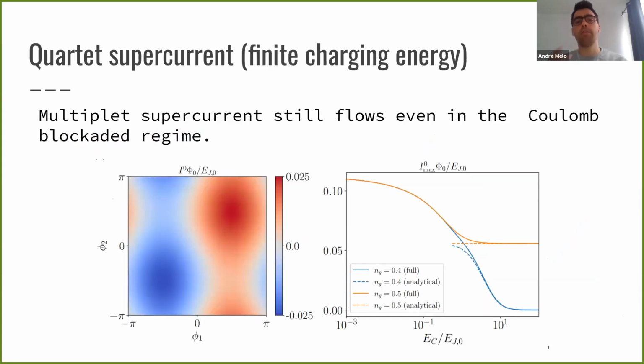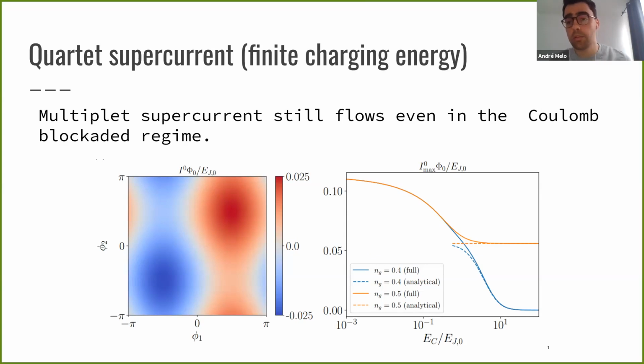So what happens now if you add a finite charging energy, if you allow finite EC? Well, there, what you find in the general case, if you compute this instantaneous current map again, you see a similar dependence, but with an overall decrease in magnitude. So at some arbitrary finite EC, you will still have a multiplet supercurrent, just at a reduced magnitude. But there is an interesting effect here, which is the following.